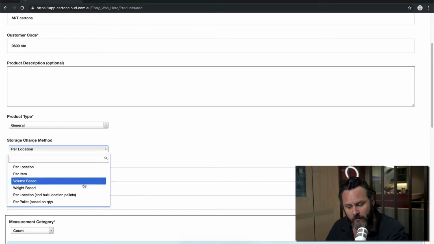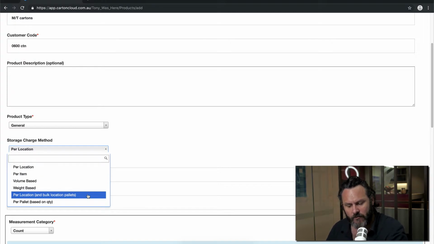Per location and bulk location pallets. Now this is very similar to per location, but there's a few little differences. The difference is that if I'm bringing in a full load of cartons and I don't want to split up those cartons, those pallets, and I want to just bring them in and say that I have a total of 6,000 cartons all going into a bulk location, CartonCloud will take the count of the product into the factor when it works out the storage charges. So it will say, yes, we have this many cartons over there, it's in this many pallets, and it will charge it out.